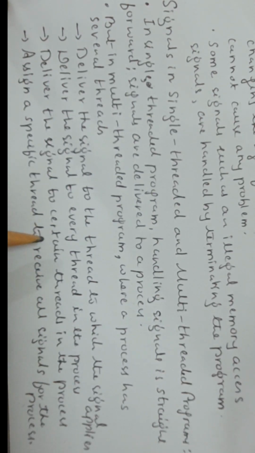For a particular signal, user-defined signal handlers are called. Some signals can be ignored, as their impact will not be too much. For some signals, such as illegal memory access, programs are terminated. Then we saw the issues in signals in single-threaded and multi-threaded programs. So that is all about signal handling.